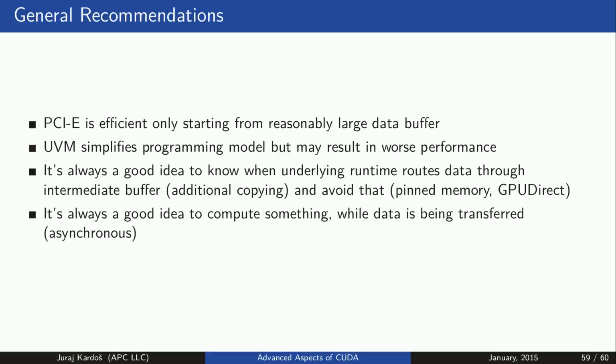It's always a good idea to know when the underlying runtime routes data through an intermediate buffer and avoid it. For example, by using pinned memory or deploying GPUDirect technology in your server. And the last point, regarding asynchronous memory transfers, is that it's always a good idea to compute something while data is being transferred. In this way, you can efficiently hide memory latency in your applications.